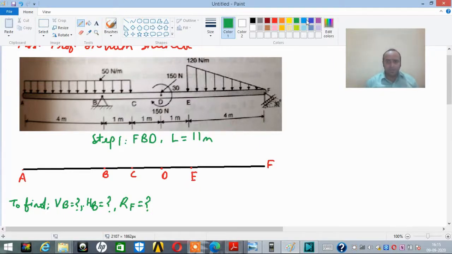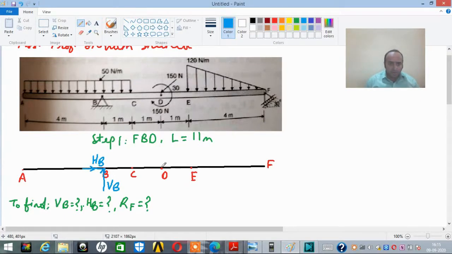As you can see over here, first of all I have simply drawn the beam as it is with various points located on it, and the total length of the beam I have noted down so that there should not be any confusion or correction later on. Now let me show the reaction at the hinge support. Here it is going to be VB, here it's going to be HB.